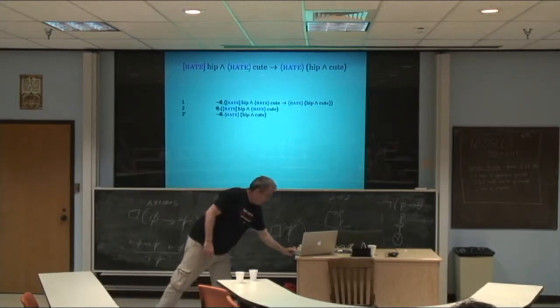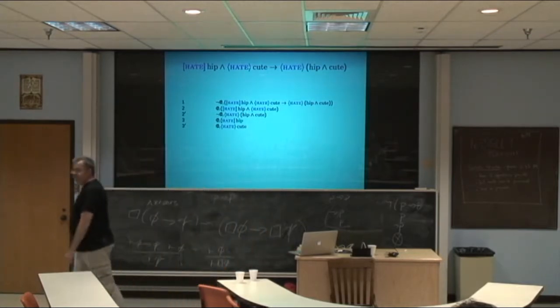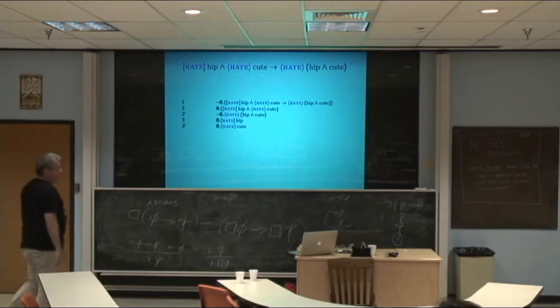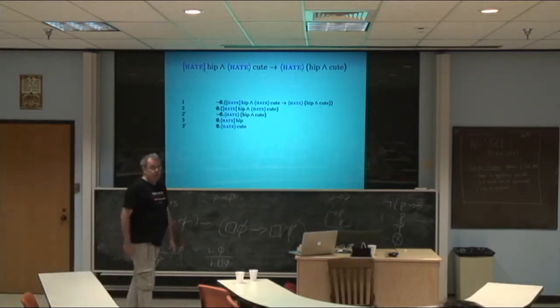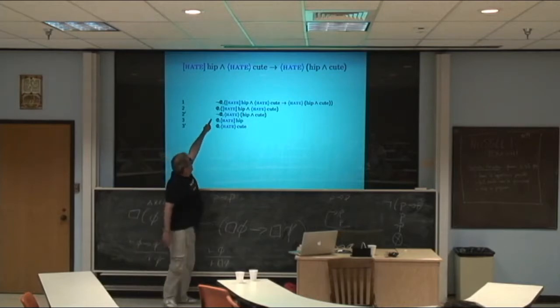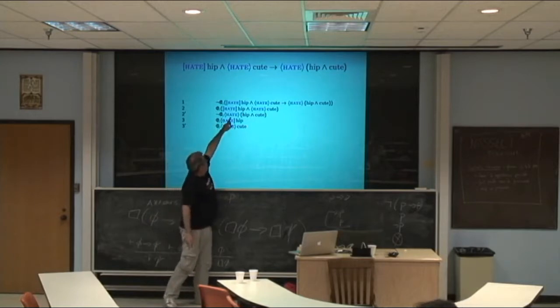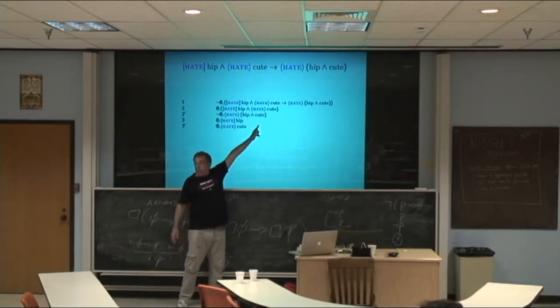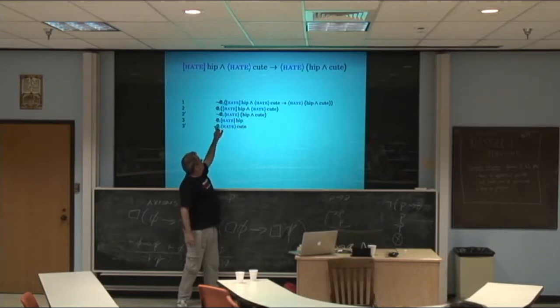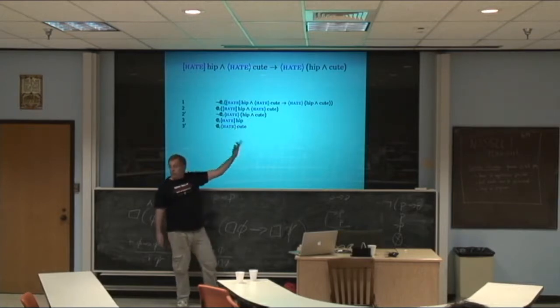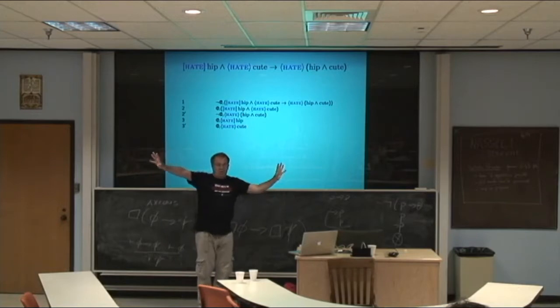Then I do another thing there. Can somebody tell me what I did there, and where it came from? From two. At I, I've got two pieces of information: I hate everyone who's hip, and I hate someone who's cute. It's a conjunction. And how do you break down a conjunction? You assert those conjuncts. So, I hate everyone who's hip, and I hate someone who's cute. Here comes Jim.